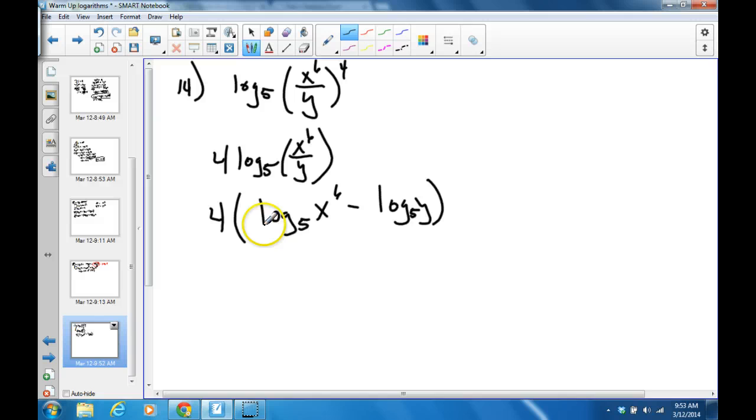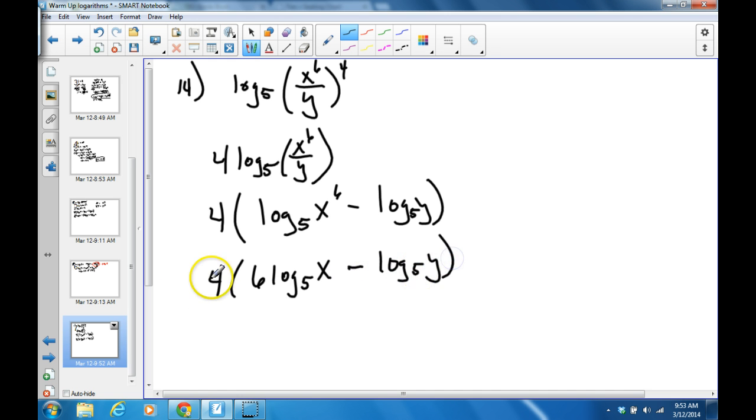What can I do to simplify this one right here? Yep. So it'll be 6 log 5x minus log 5y. And then I can distribute that 4. It's not that hard. It's just lots of steps. That makes it hard.